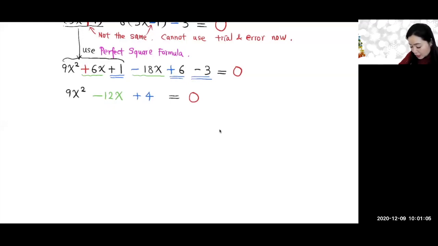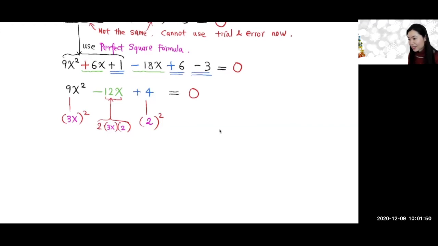Because I noticed that the first one here is a square. I also noticed the last one here is a square. So I'm hopeful that it might be a perfect square. Let's check this out. This is the square of 3x. This is the square of 2. And then we check the middle: 2 times the base of this and the base of that, so 2 times 3x times 2. It turned out to be exactly this 12x over here. So indeed, this is a perfect square trinomial, so we can factor it into a perfect square.